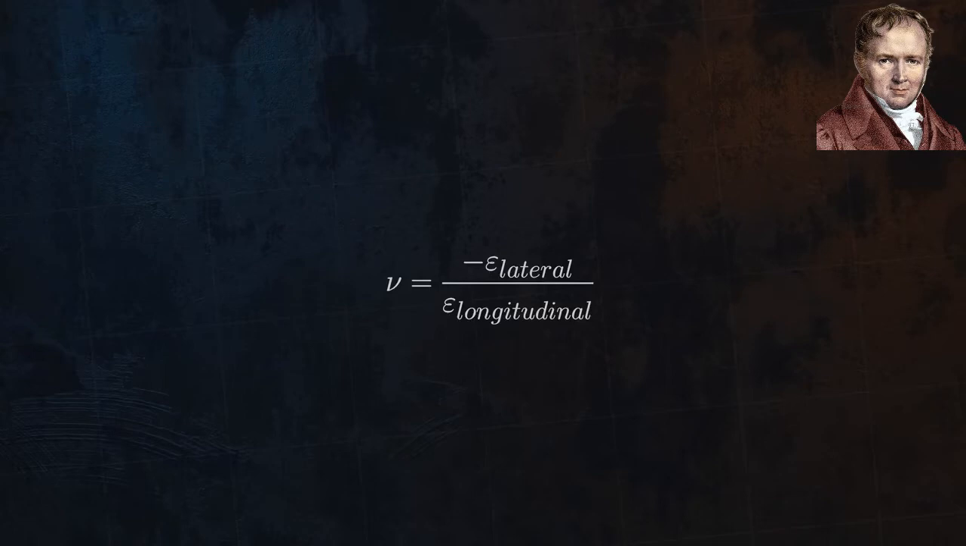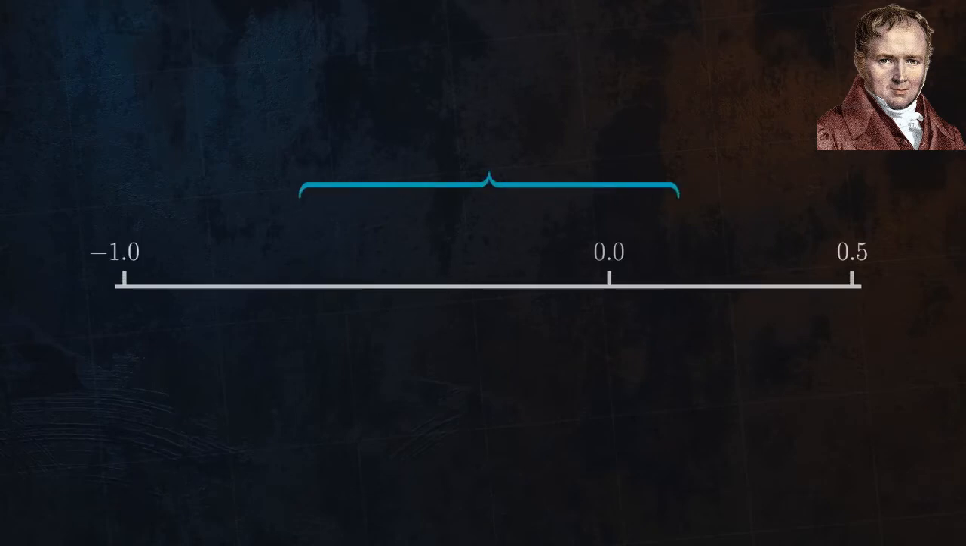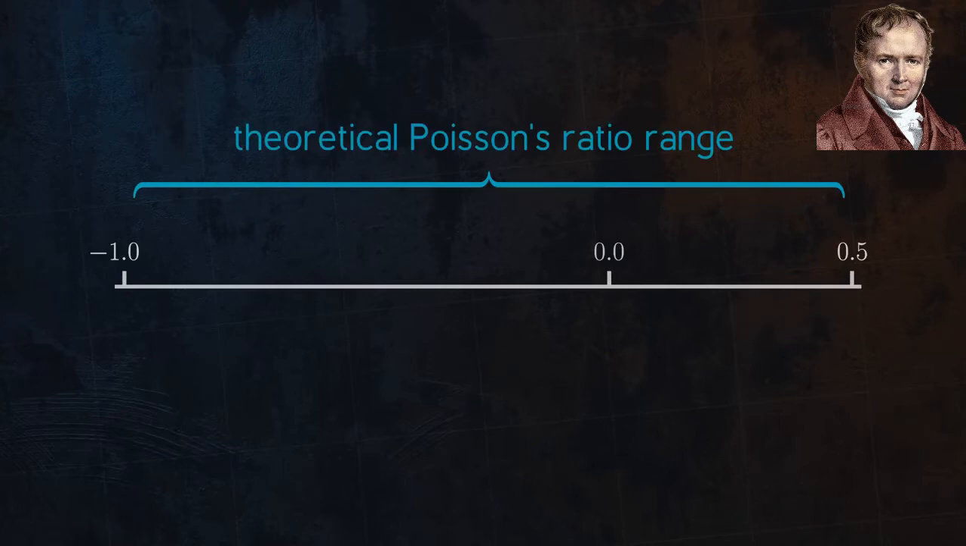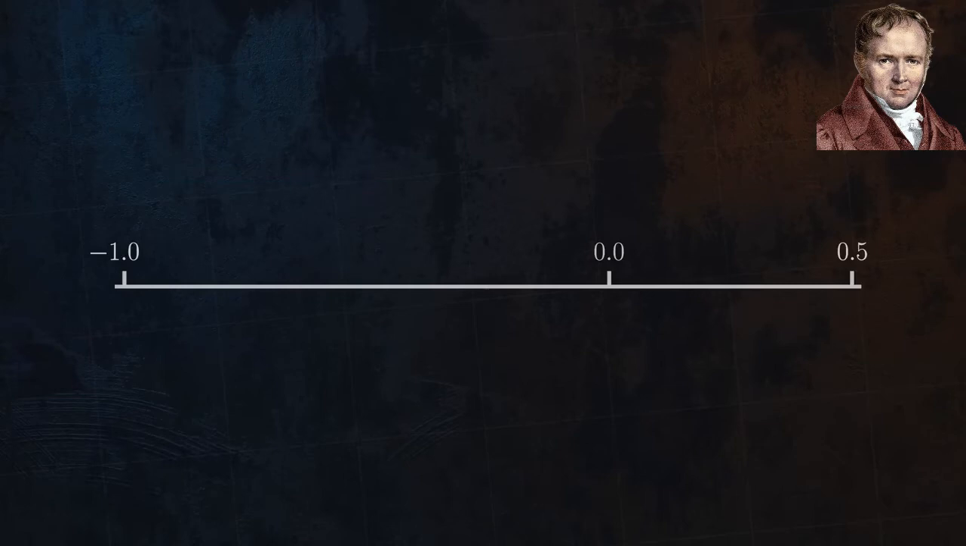Now that we know what Poisson's ratio is, we can look at some typical values for different materials. Without getting too deep into the math behind it, it's useful to know that the theoretical range of possible values for Poisson's ratio goes from -1 to 0.5. In practice, most real materials have a Poisson's ratio of somewhere between 0 and 0.5. Most metals have a Poisson's ratio of around 0.3. Here are some typical values for a few selected materials.